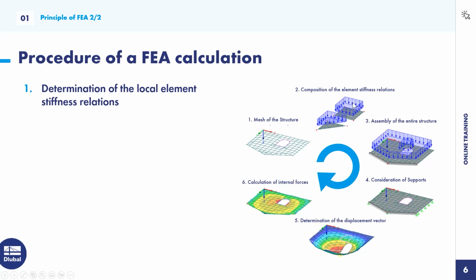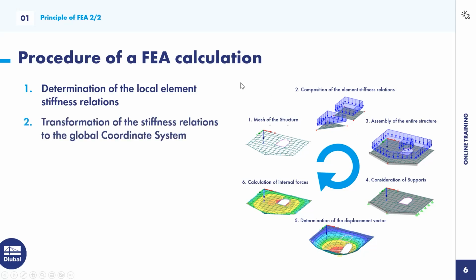So we have the system. If we only inspect one finite element, it's already known. And in the next step, we will combine all of those elements, and therefore we will combine the element stiffness matrices and the element load vectors into the global stiffness matrix as well as the global load vector.